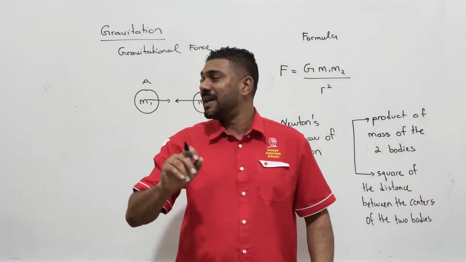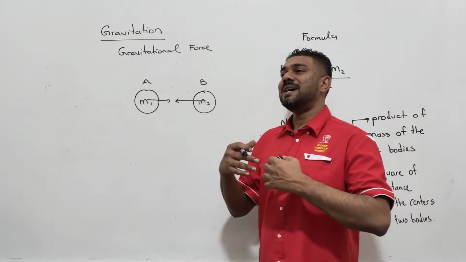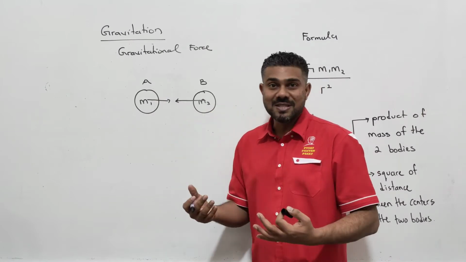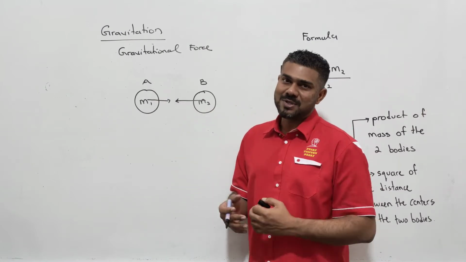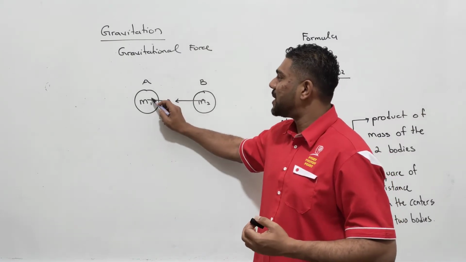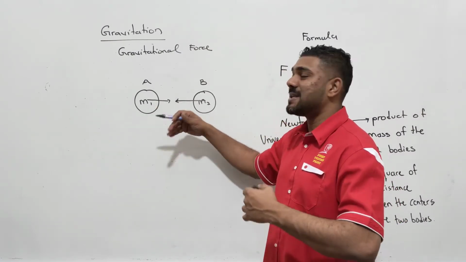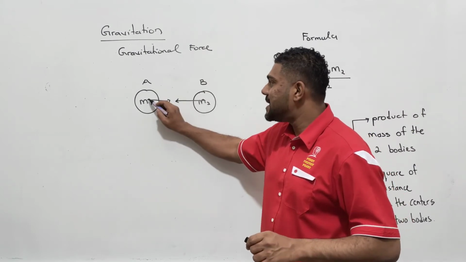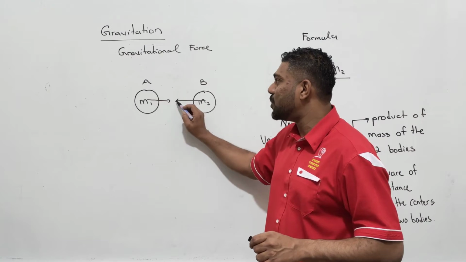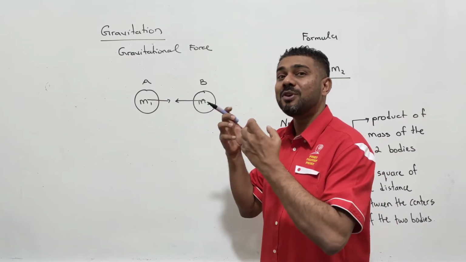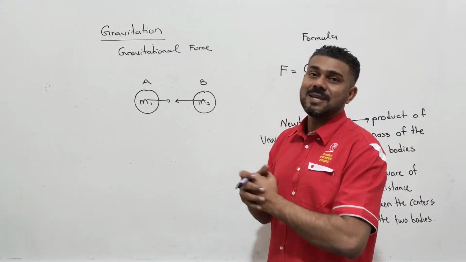Now let me repeat that again, guys. So if you ask me, sir, what's gravitation? As I say, gravitation is a universal force. And it's a weak force, guys. So you can see I've given you two objects, let's just say planets. They have their own mass. And there is gravitation pulling both of these planets towards each other. The value for that gravitation is the same.